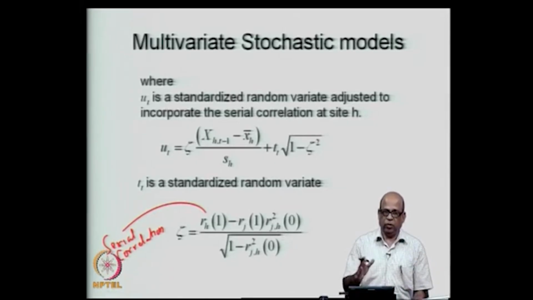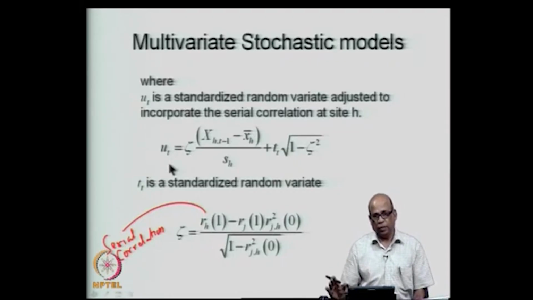What I mean by that is, when there is a cross correlation between the two sites, you will use this two site model to generate the data. Now, this can be extended to multiple sites. We will see how it is done in the next lecture.